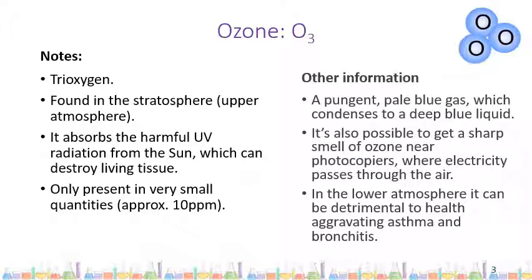It's found in the stratosphere. So we're in the lower atmosphere, which is the troposphere, and the ozone layer is in the part above that. It's between 25 and 50 kilometers above the surface of the Earth. Why it's beneficial to us is it absorbs the harmful UV radiation from the sun, which can destroy living tissue. It can cause skin problems, eye problems, all of that. So we want to block some of that UV radiation from the sun.